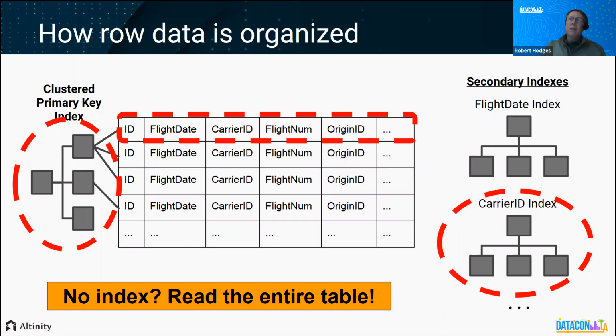Moreover, there's another thing that is shared across almost all databases, which is that you'll tend to have what are called secondary indexes. These are additional indexes that allow you to find particular rows quickly.